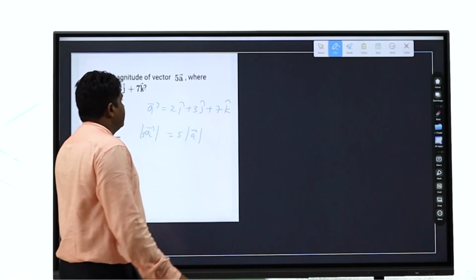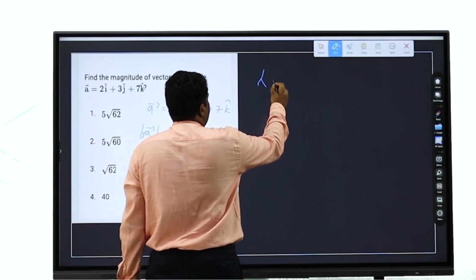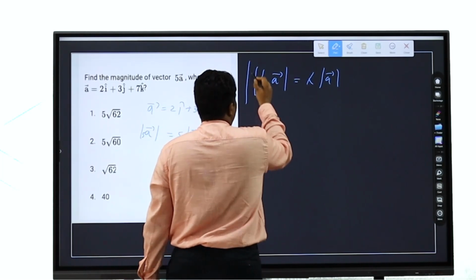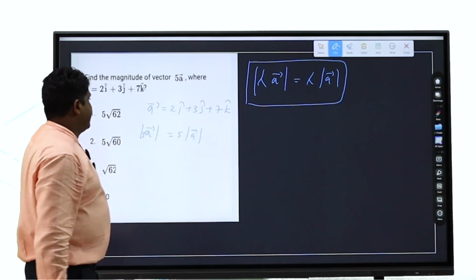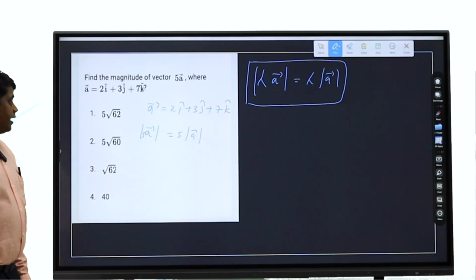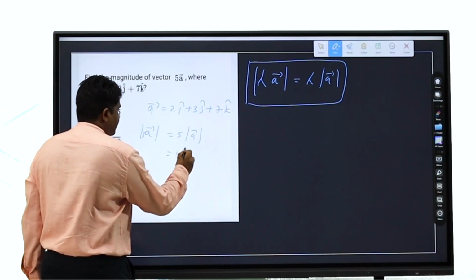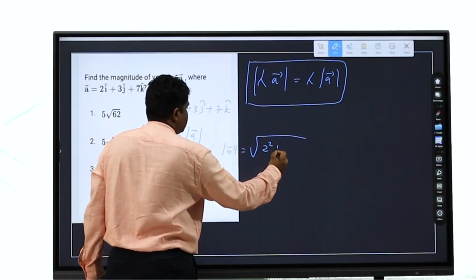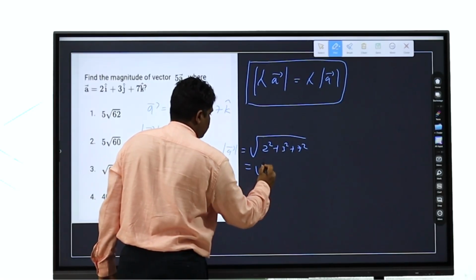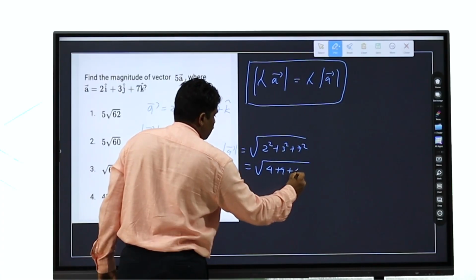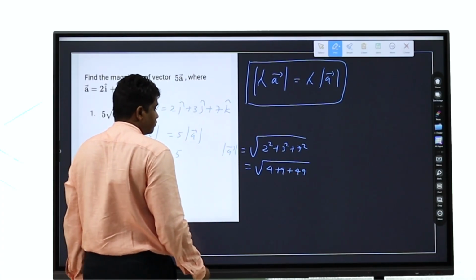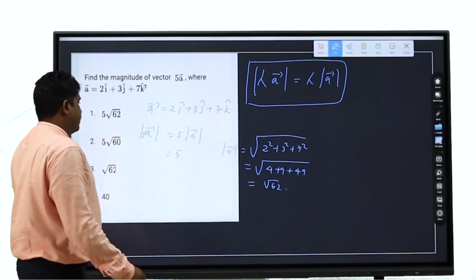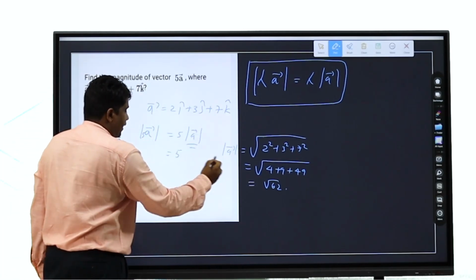That is a scalar multiple. Let lambda be a scalar. The magnitude of lambda a vector is equal to lambda into the magnitude of vector a. Here it is 5 into the magnitude of vector a, which is 5 into root of 2 square plus 3 square plus 7 square, which is root of 4 plus 9 plus 49, which is root 62.